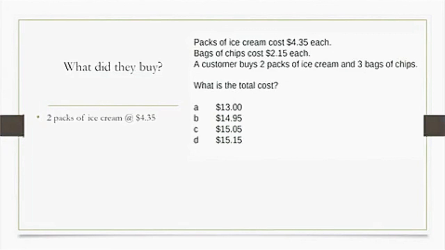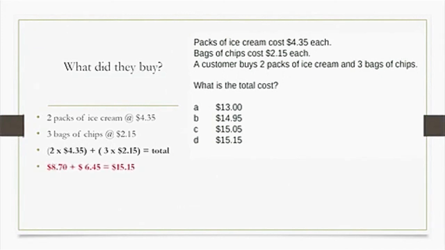So they bought 2 packs of ice cream, and they gave you a cost for each pack. So that's $4.35, and 3 bags of chips at $2.15. So we can do some more calculation here. We can represent the ice cream cost by 2 multiplied by $4.35. We're going to add that to the total cost of the bags of chips purchased, 3 multiplied by $2.15, and that will give us a grand total of $15.15. Okay?